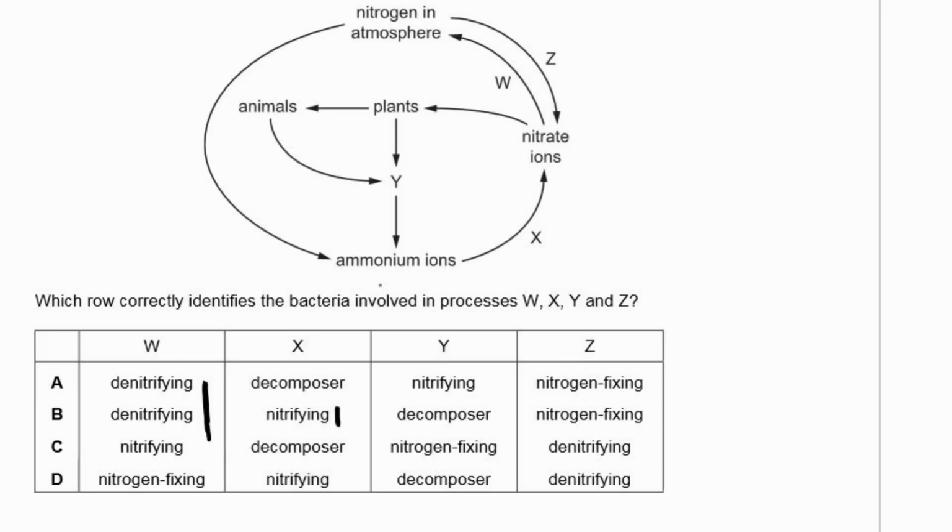Plants going to ammonium ions. Well, the reason why it would go to ammonium ions is because they've died and they're breaking down. That's decomposing. Okay, and then ammonium ions going into nitrate ions. Ammonium to nitrate ions, that's nitrogen-fixing. It's converting it into nitrogen. Okay, into nitrate. Okay, so the answer is B.